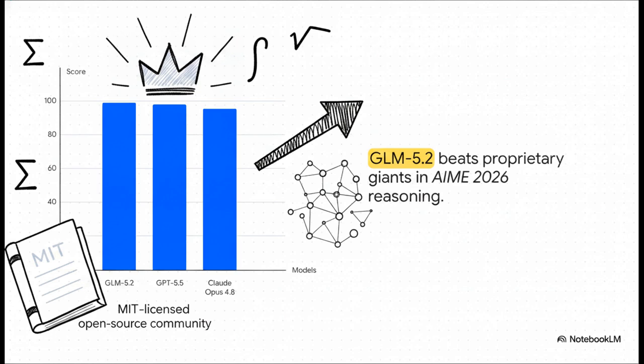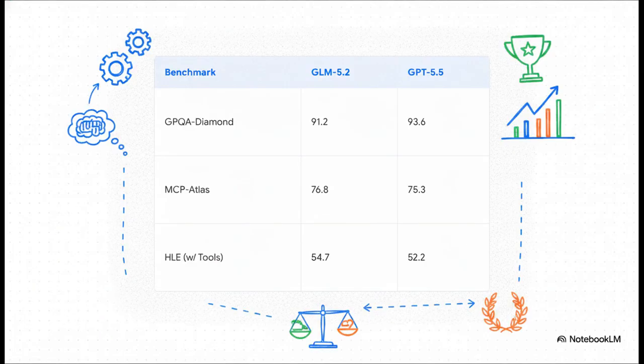For an open-weight, MIT-licensed model to dominate at the absolute frontier of math reasoning, well, that's a total watershed moment for the open-source community. And the victories aren't just isolated to math. If we look at other rigorous categories, like the Agentic MCP Atlas public set, GLM 5.2 scores a 76.8, slightly edging out GPT 5.5's 75.3. On Humanities Last Exam, or HLE, with tools enabled, it scores 54.7, again beating GPT 5.5's 52.2.